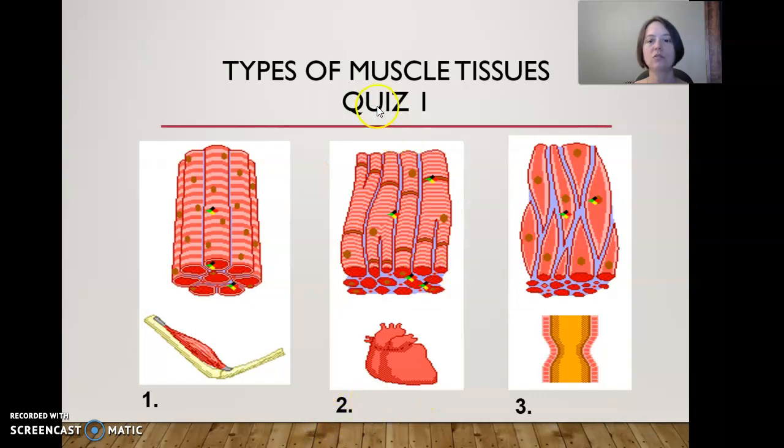So we're going to do a little quiz on your paper. Write muscle tissue quiz 1, then 1, 2, 3, and take a guess which one of these is skeletal, which one of these is smooth, and which one of these is cardiac. Okay, you should have them written down by now. Number 1 is skeletal. If you got that, good job. Number 2 is cardiac. If you got that, good job. And number 3 is smooth. If you got all 3, good job.